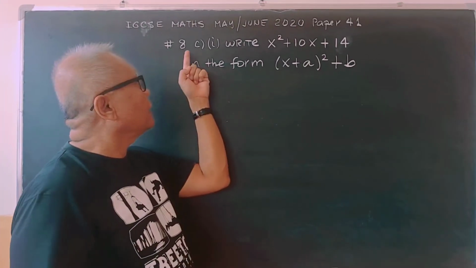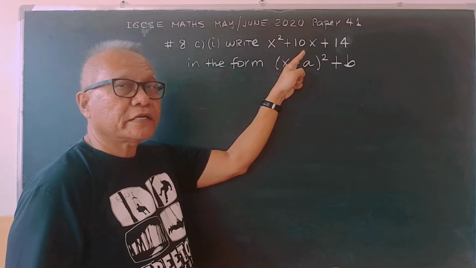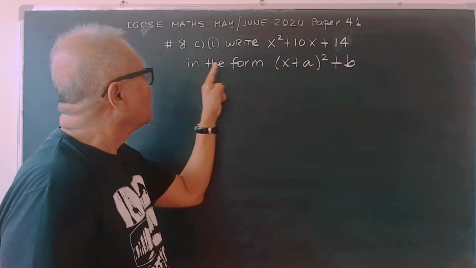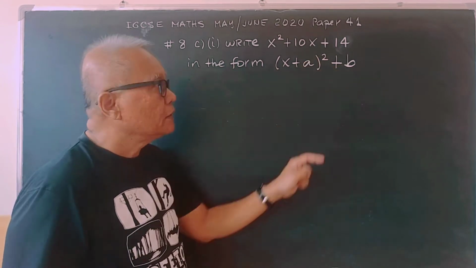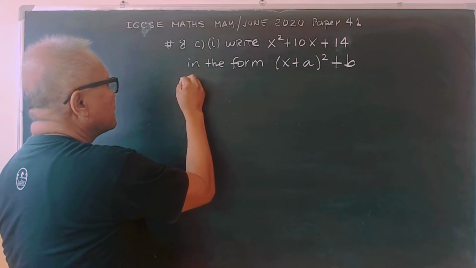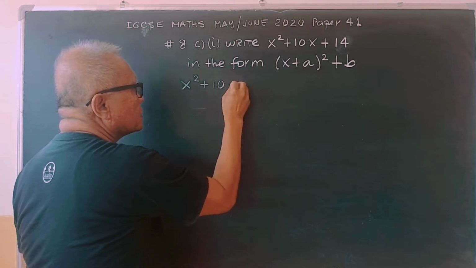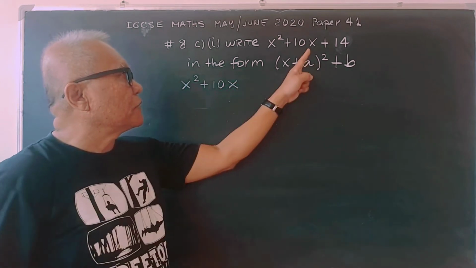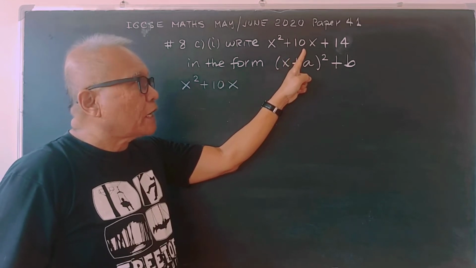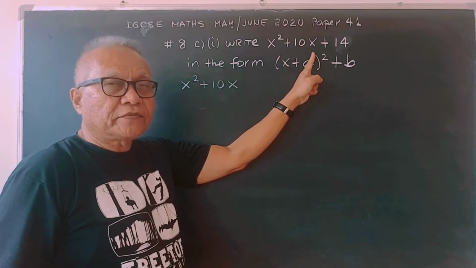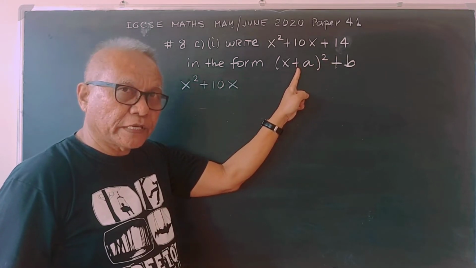So we have number 8, Ci. Write x squared plus 10x plus 14 in the form x plus a to the second power plus b. So let's have this one, plus 10x. Now this one, class, is not a perfect square trinomial. We will make here a perfect square trinomial, and then we will transform that one into a square of binomial.